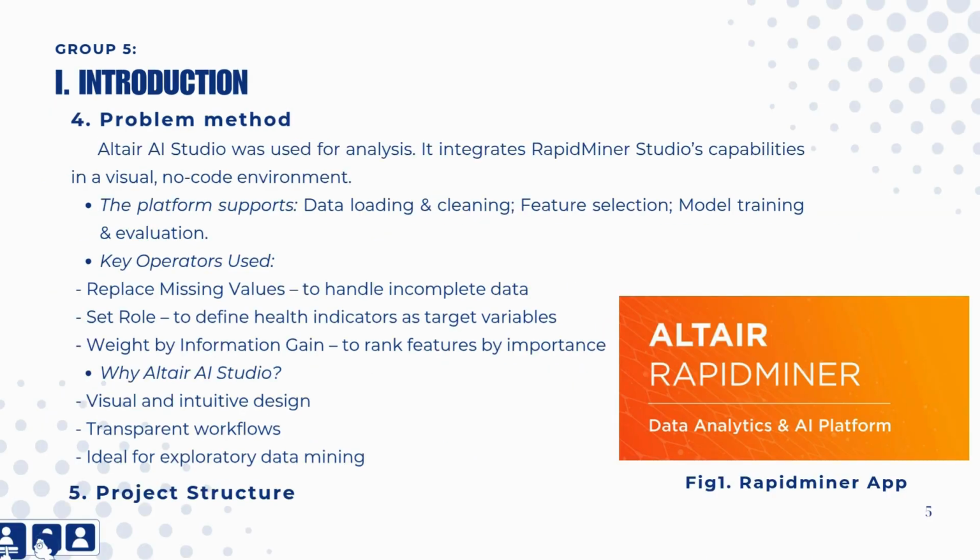The problem method. Altair AI Studio was used for analysis. It integrated RapidMiner Studio's capabilities in a visual, no-code environment. The platform supports data loading and cleaning, feature selection, model training, and evaluation. Key operators used include Replace Missing Values to handle incomplete data, Set Role to define health indicators as target variables, and Weight by Information Gain to rank features by importance. Why Altair AI Studio? Visual and intuitive design, transparent workflows, ideal for exploratory data mining.